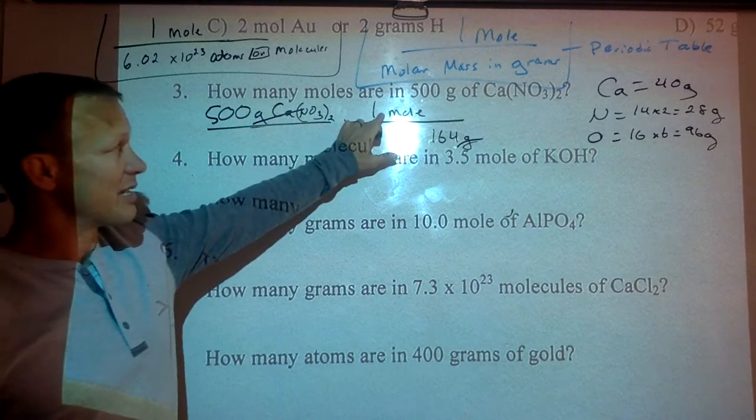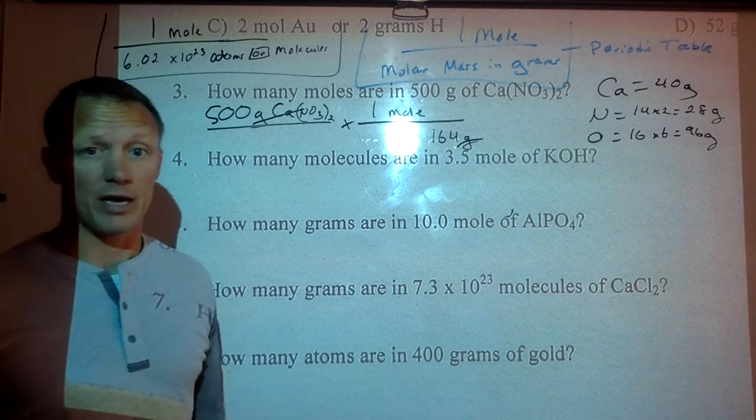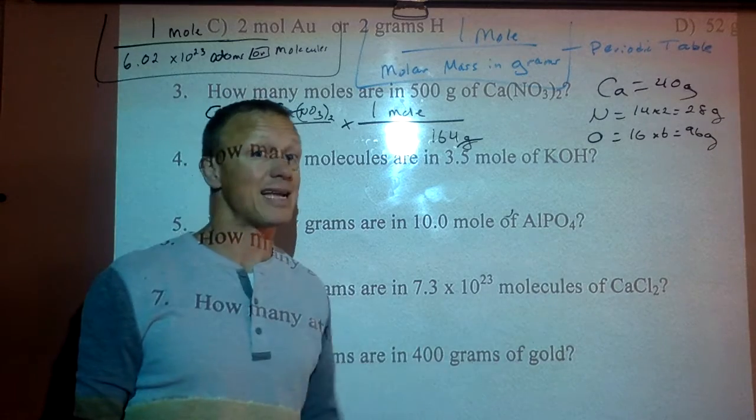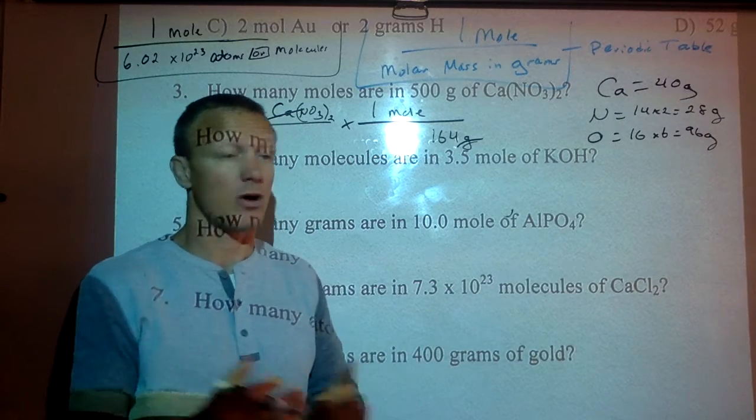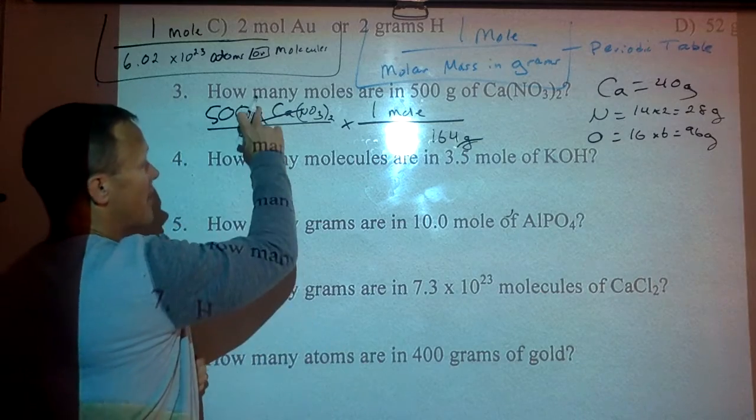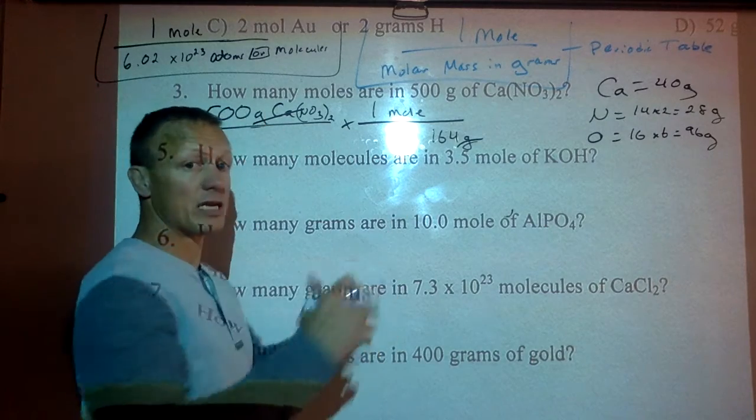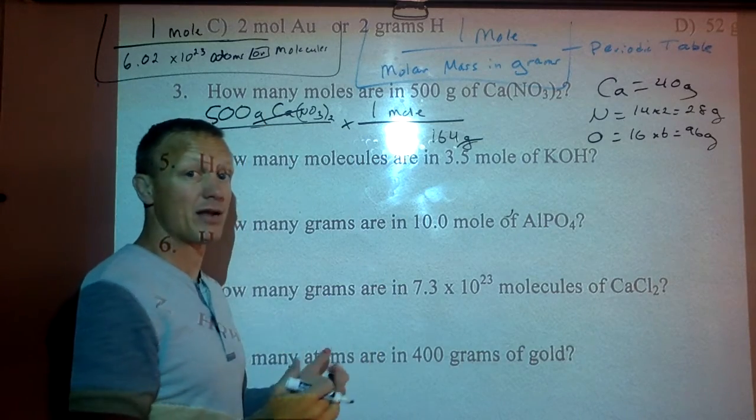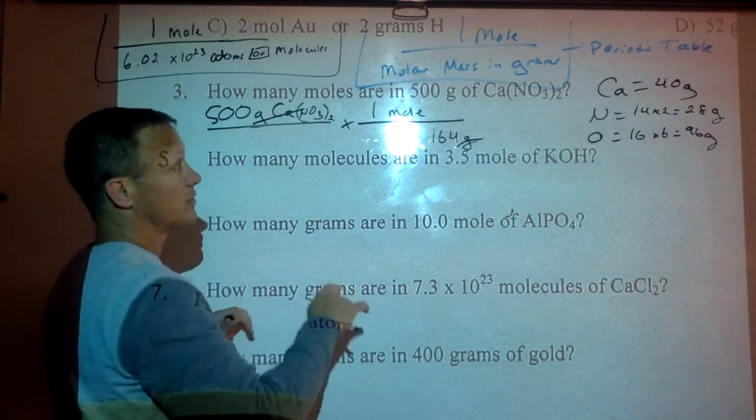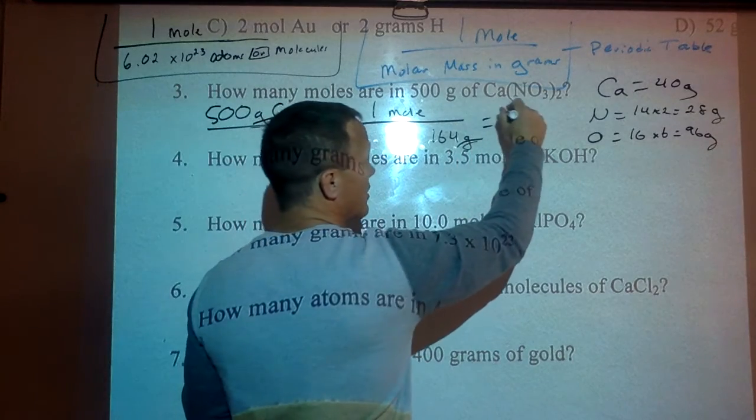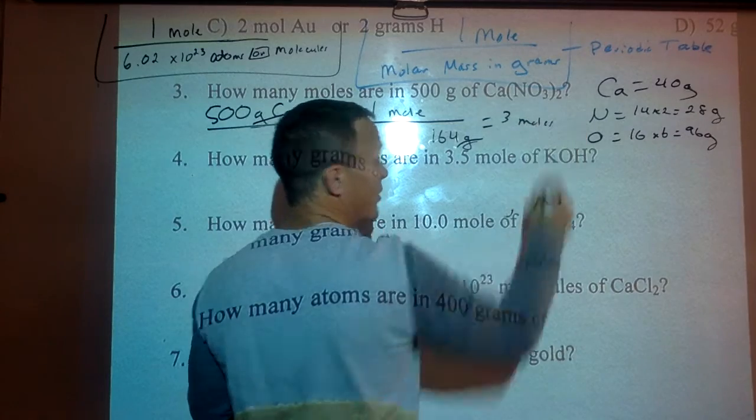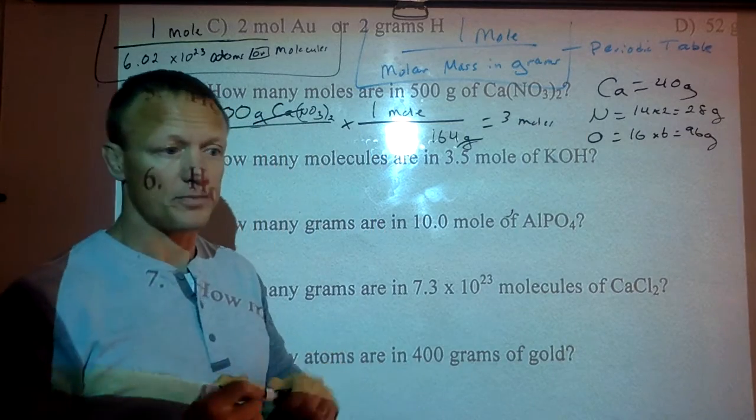I know I'm done when I get to the label I want. It wants to know how many moles. I'm done. I don't need to use Avogadro's number because it's not asking about particles or atoms or molecules. So I'm taking 500 and dividing by 164. Again, my labels tell me whether I'm multiplying or dividing by these numbers. That's approximately 3 moles.